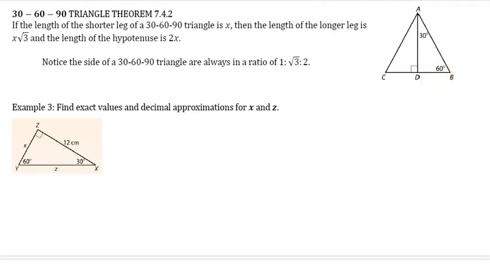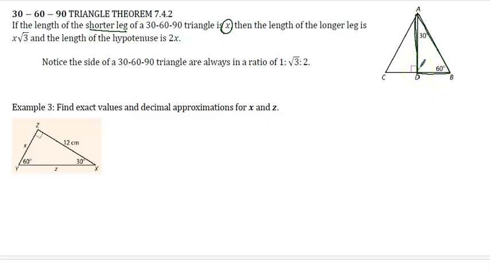Okay, so in this 30, 60, 90 triangle theorem, we have the length of the shorter leg. So we're talking the shorter leg is x. Okay, so if I am looking, okay, we have an equilateral triangle here, but it is cut. So we're really looking at this triangle here. Okay, and that triangle is a 30, 60, and a 90.